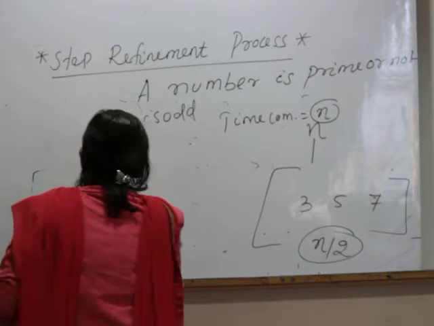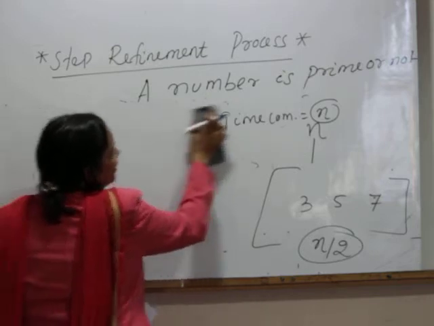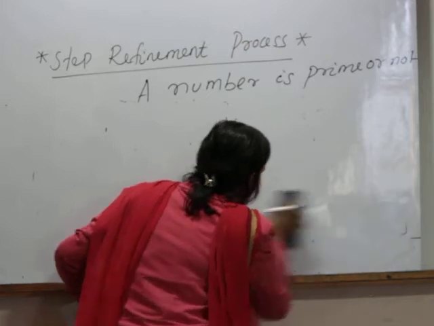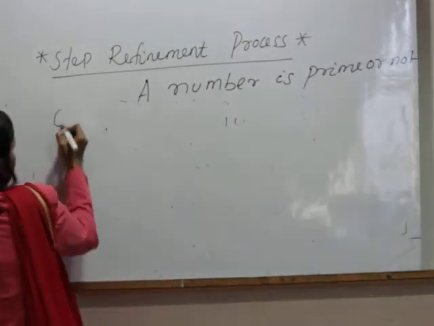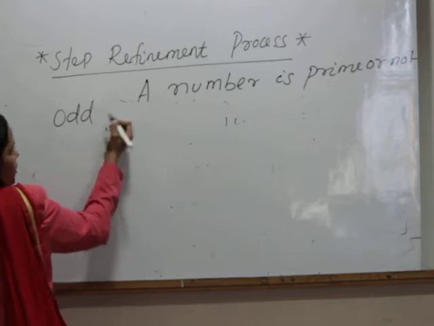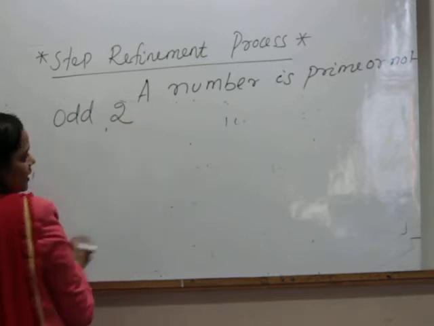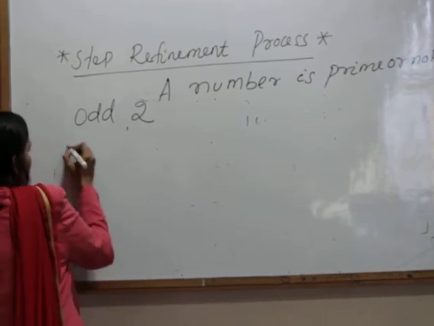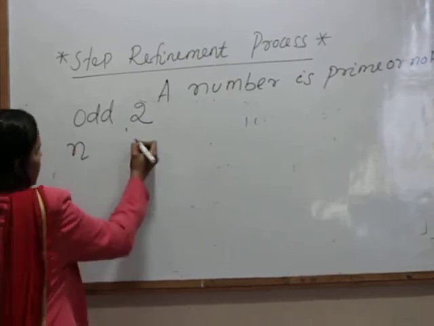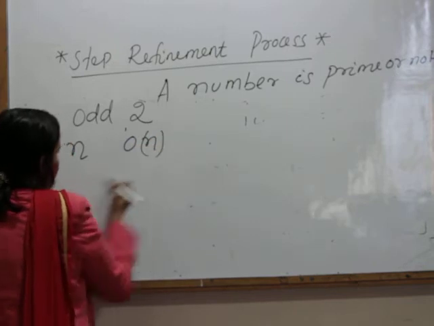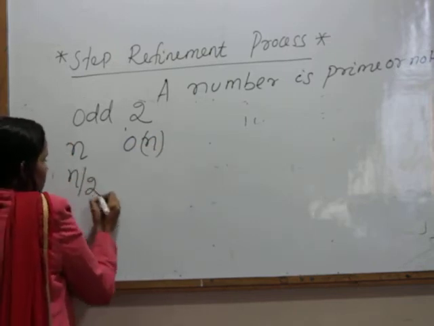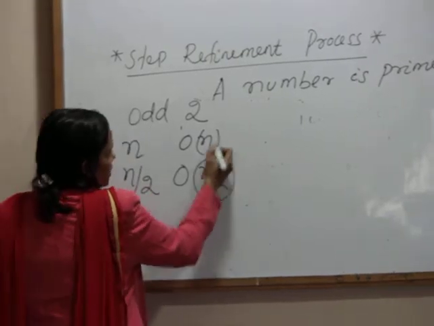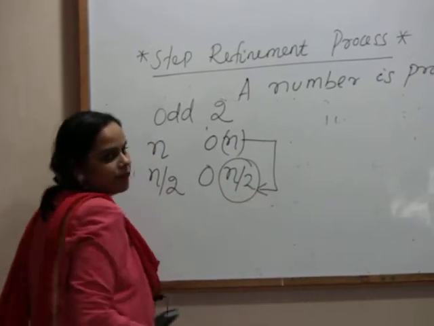The first step we did was to take whether the number is prime or not. Then we took the number to be odd. The first step we did was that it is an odd number, or it is the number 2. Then in the second step we did some refinement: we checked all n numbers, which is order of n time complexity. Then we checked only with the odd numbers, so the complexity is n by 2. Now you can say we have done some refinement here.